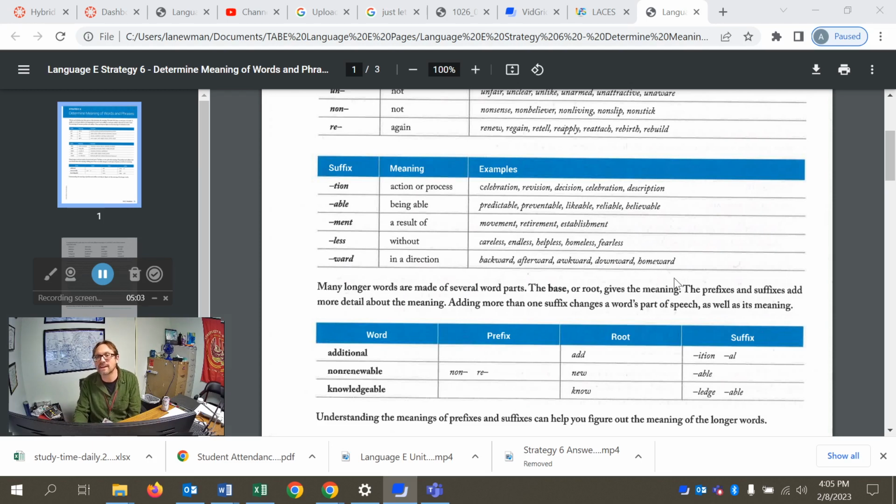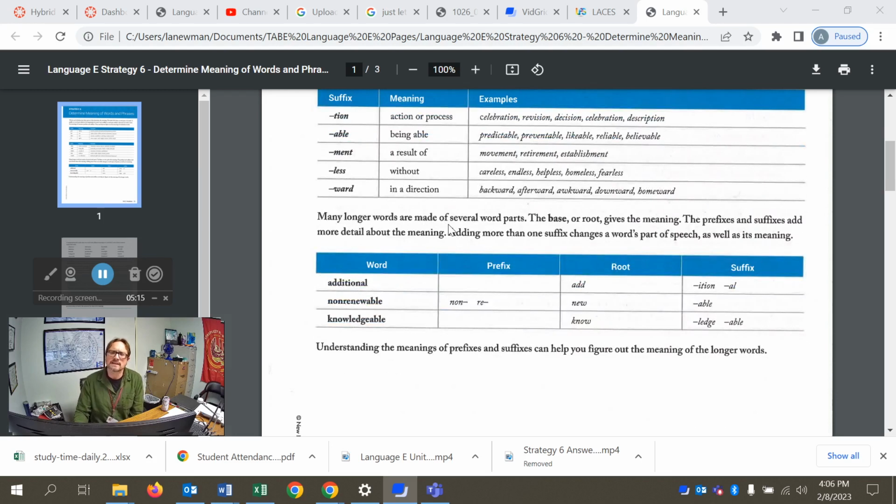In the direction of down, in the direction of home. Awkward, I'm not really sure about. Look that one up on your own. I'm not sure what the root is and what it means, but I think we all know what awkward does mean. Okay. And then this last section here is telling us that it's possible to have a prefix, a suffix, multiple prefixes, multiple suffixes, and sometimes we have more than one determination to make about a word's meaning when we're breaking it down. They gave you some examples here. Additional, our root word is add.